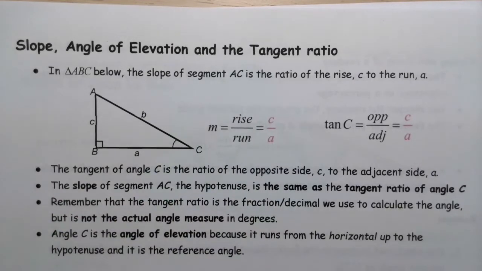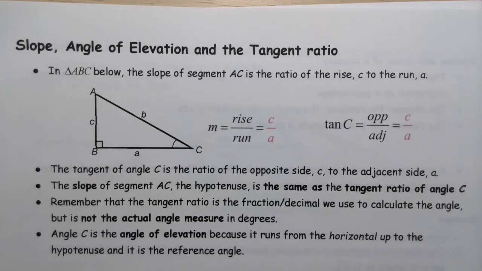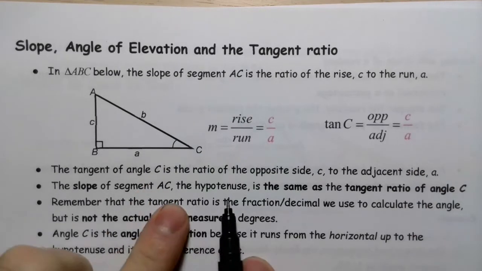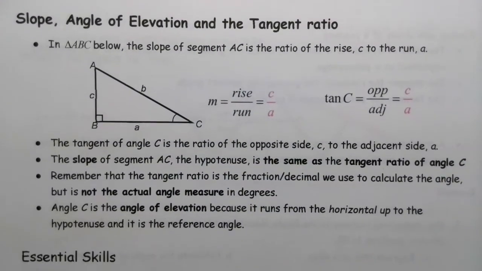So that's one of the reasons why this is an important overlap. And this is why we can look at a little bit of trigonometry, specifically tangent, when we're working with slope, because they end up being basically the same thing. The slope of line segment AC, the hypotenuse, is the same as the tangent ratio of angle C at the base there. It's a really important point, and an important connection to make as well.